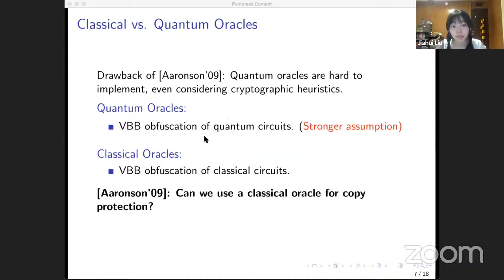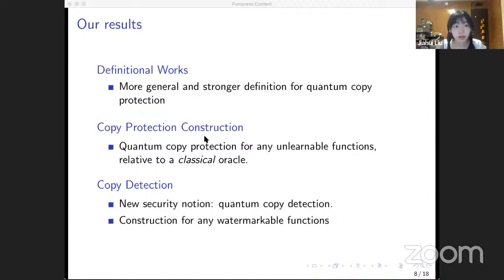But one drawback of Aaronson's scheme is that it uses a quantum oracle. Quantum oracles implement functionalities of quantum circuits, while classical oracles, of course, only implement classical circuits. Both oracles can be seen as a virtual black box obfuscation for the underlying circuits, but obfuscation for quantum circuits is a stronger assumption than the classical one. Therefore, Aaronson 2009 asked if we can build copy protection using only a classical oracle. We answer this question with a yes in our results.